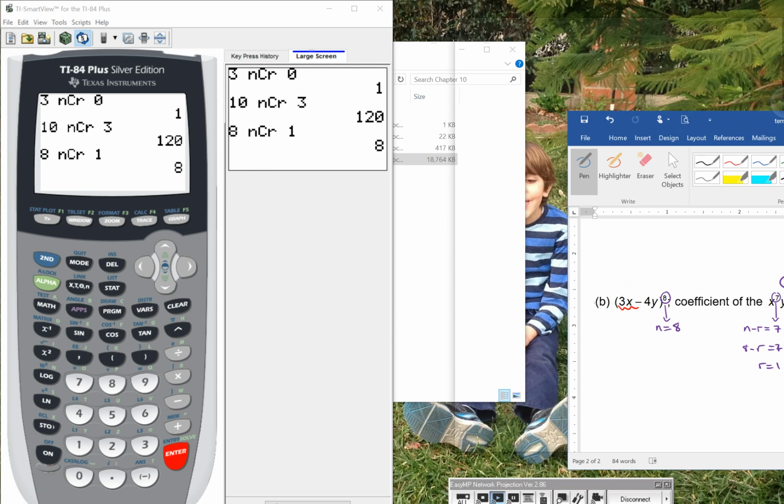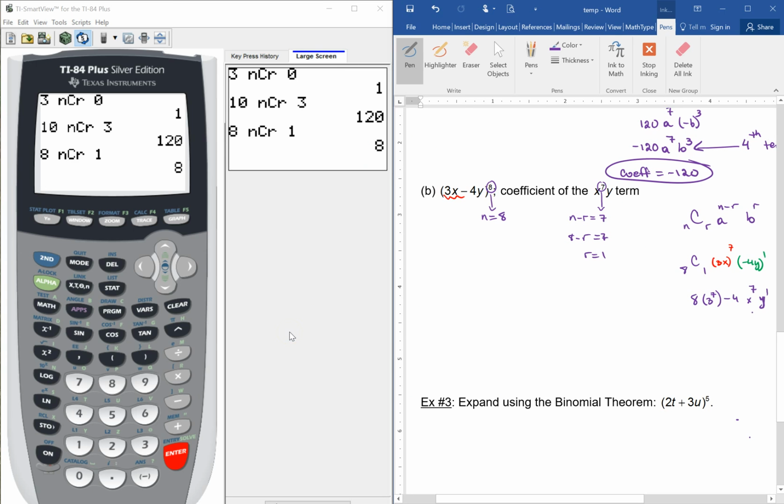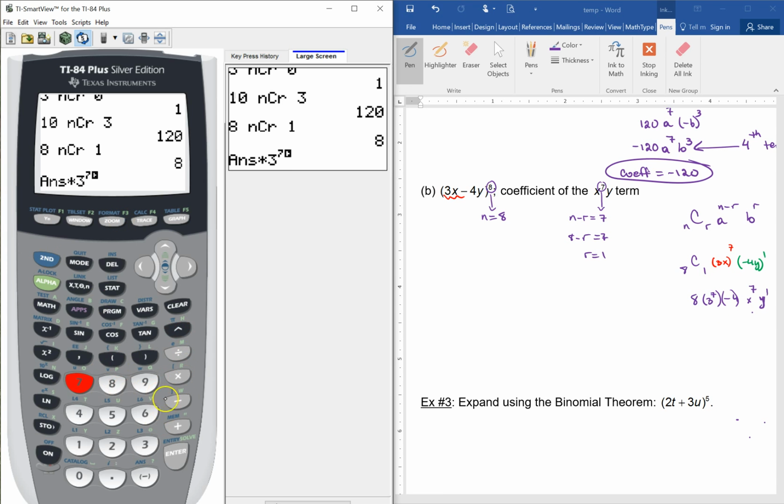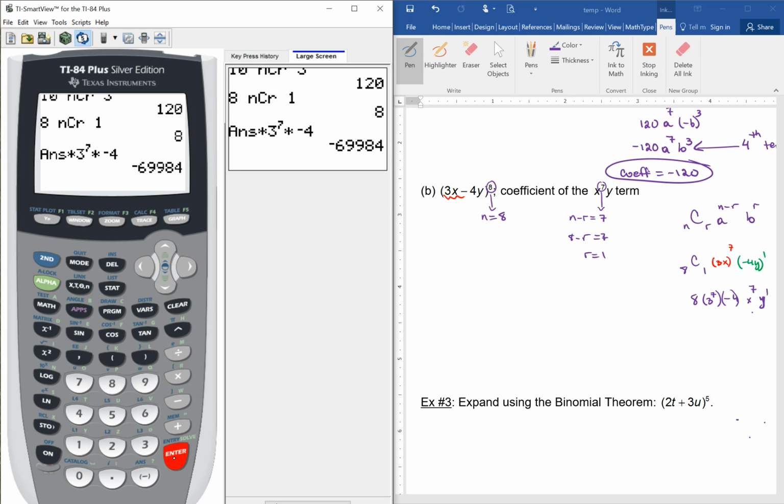So now, it's 8. This is a negative multiplied. So we have 8 times 3 to the power of 7 times negative 4. And negative 69,984. That's the coefficient. Okay?